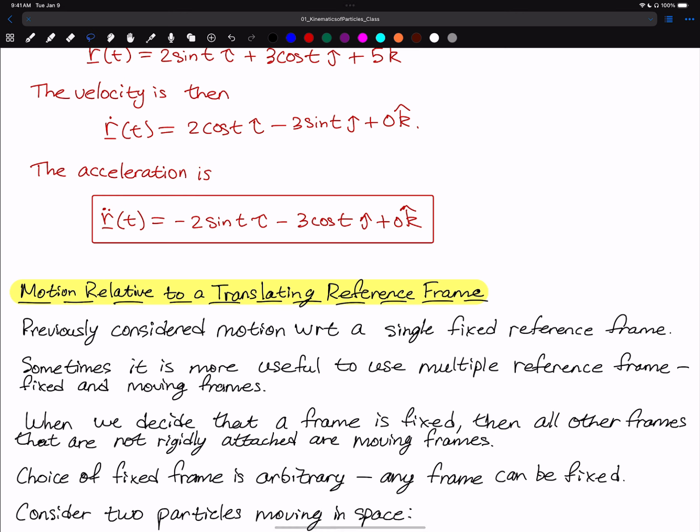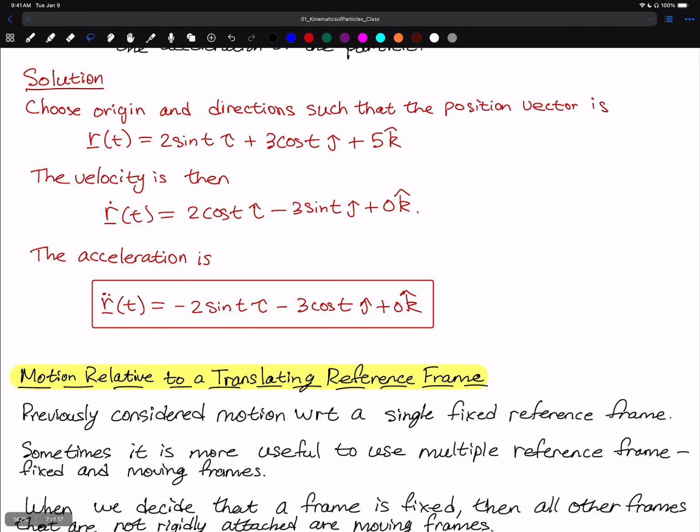This was a relatively simple example, but these can get complicated, and you will potentially have to use things like the chain rule and product rule for computing derivatives of quantities. So that's it for this video. In the next video, we'll cover motion relative to a translating reference frame.